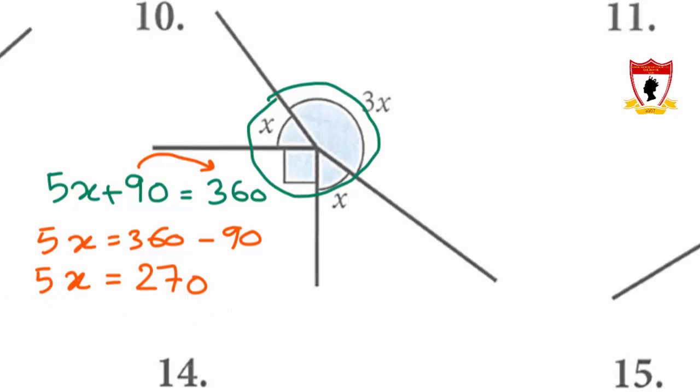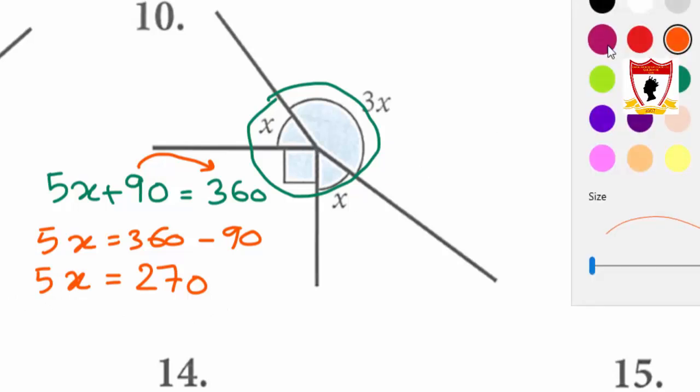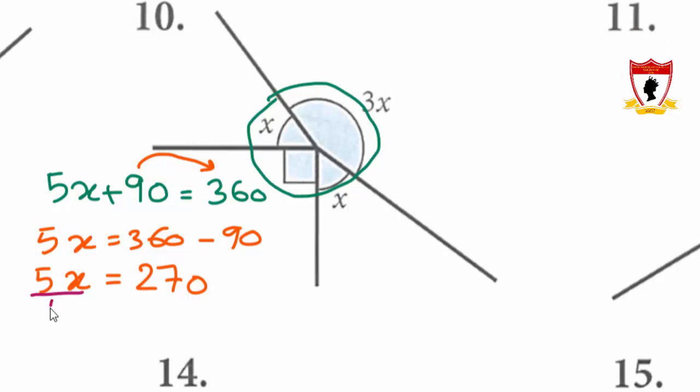How can we get rid of this 5? We will divide both sides by 5. 5x divided by 5, since we have 5 up and down of the fraction, it will be cancelled. What's remaining here is only x equals 270 divided by 5. x is equal to 54. We got the value of x.